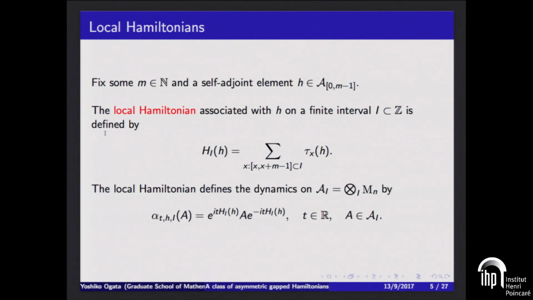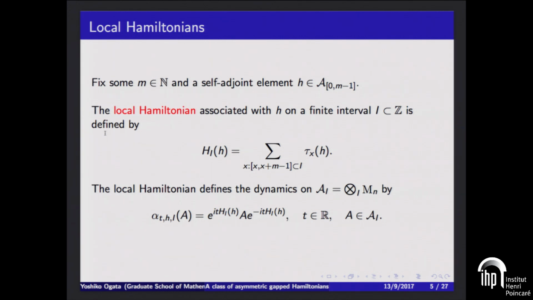So what is it? Here, because tau is the space translation, tau x h is the translation of h by x, some copy of h translated by x. And we sum up all such copies of h fitting inside of this finite interval. As a result, we obtain some H_I, which is the local Hamiltonian. And from this local Hamiltonian, we define the dynamics on this finite shift algebra by this usual formula, the Heisenberg representation. So like this, we already obtained some dynamics on this finite interval.